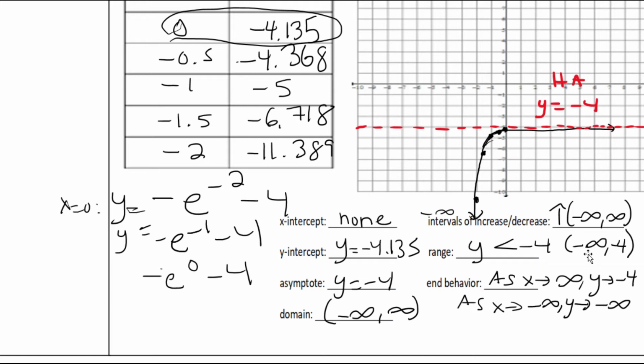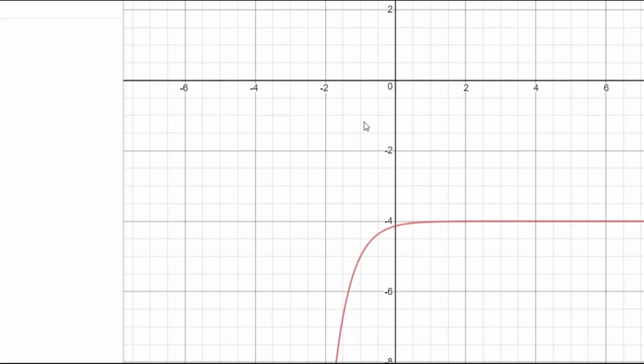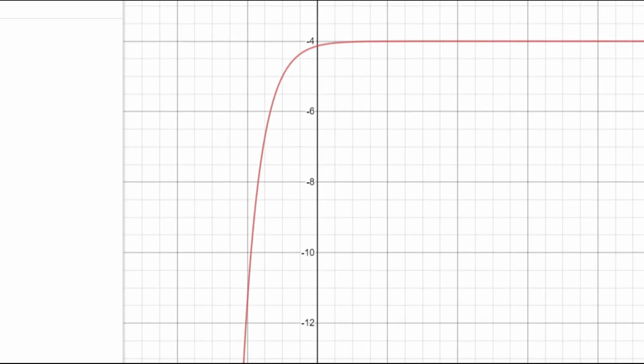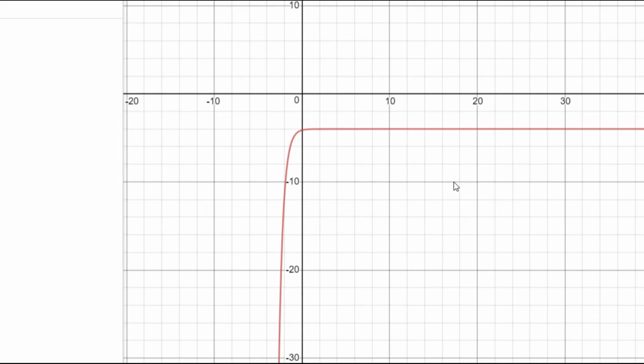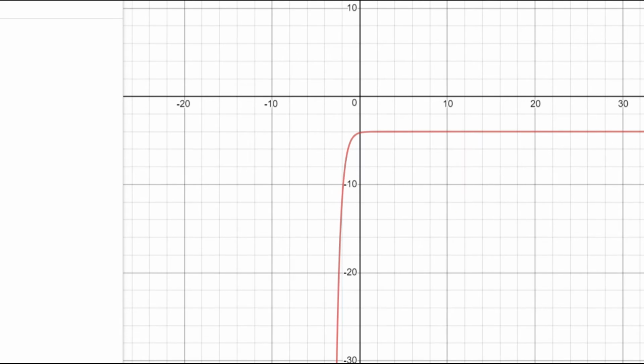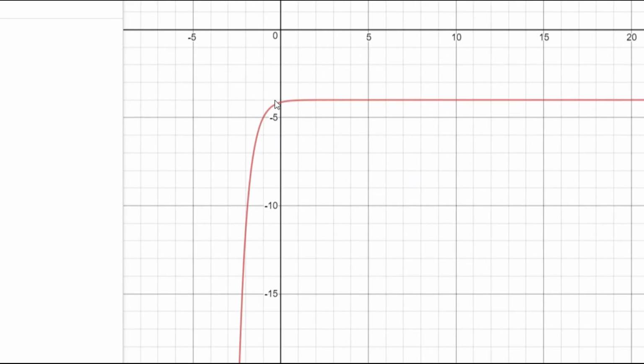All right, so there's the graph. So I'm going to show you guys on Desmos how this looks like. So if you notice, this is how the graph of e to the -2 times x plus 1 minus 4 looks like. Okay, and notice that it's approaching the -4 over here, just like in our graph.